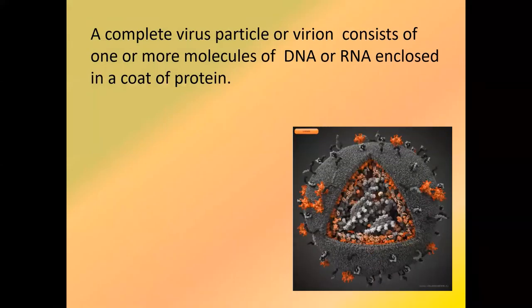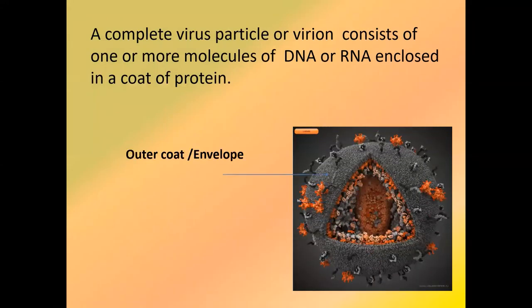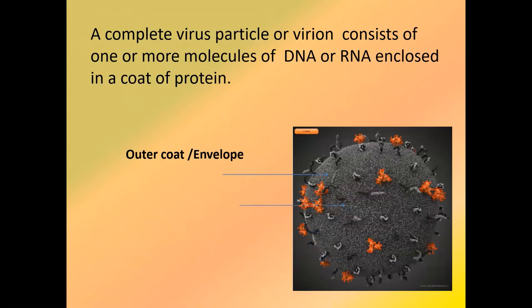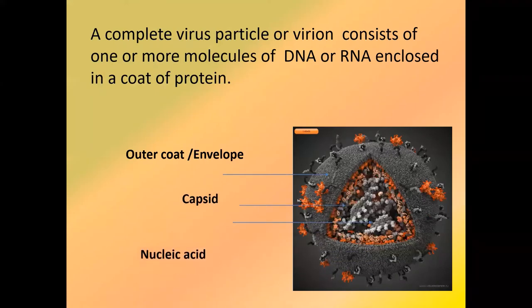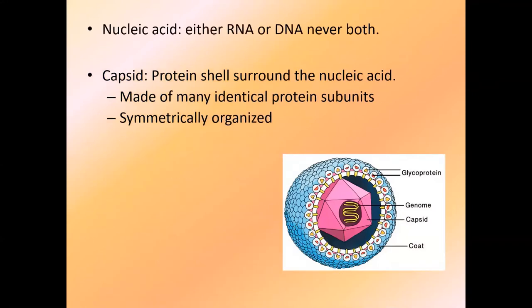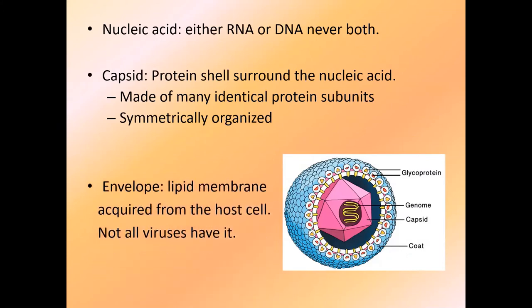A complete virus particle or virion consists of one or more molecules of DNA or RNA enclosed in a coat of protein. The nucleic acid content is either RNA or DNA, but never both. The capsid is a protein shell surrounding the nucleic acid. It is made up of many identical protein subunits, and they are symmetrically organized. The envelope is a lipid membrane acquired from the host cell, but not all viruses have it.